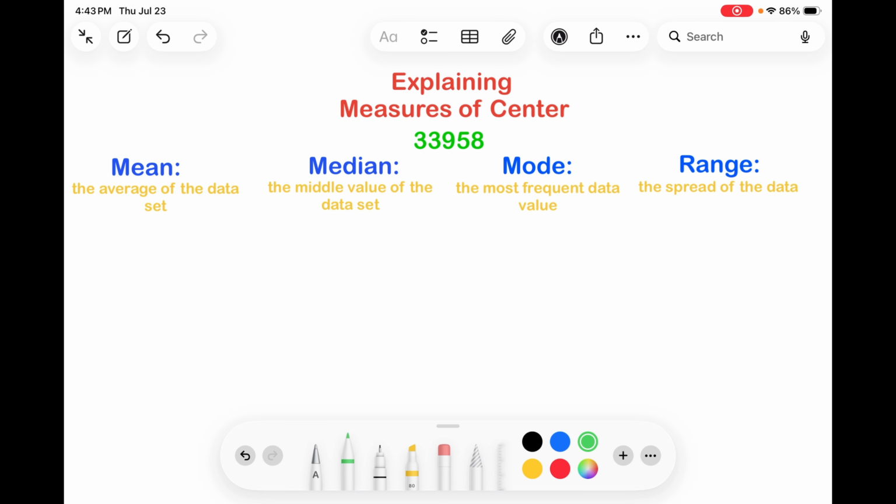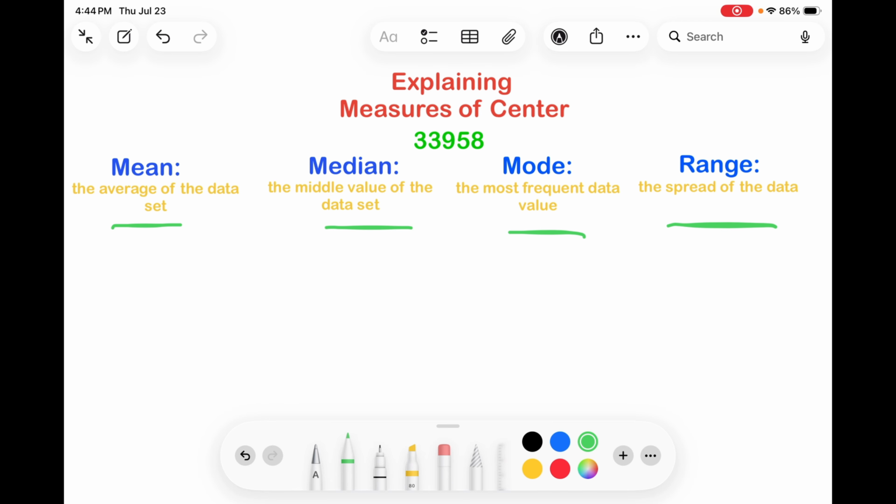Now, the four measures of center I'm going to be talking about today are the mean, the median, the mode, and the range. These aren't all of the measures of center, but these are the only four I'm going to be talking about today. Some other ones are the interquartile range, the mean absolute deviation, and outliers. But all of these help you understand or gain more information about the data set.